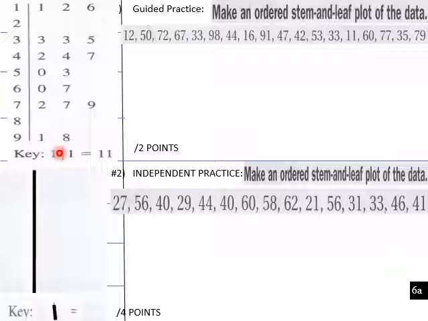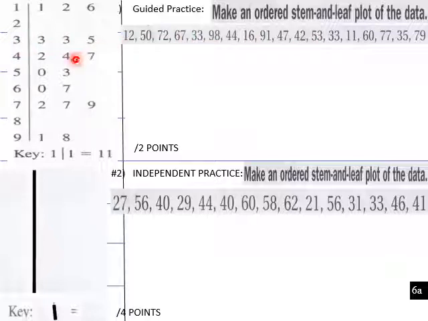Here's your key. This is your 10s, this is your 1s. So we have 10 plus 1 is 11. So we're starting from our least here. 11, 12, and 16, and 20s. There's no 20. We have 33, we have two 33s.